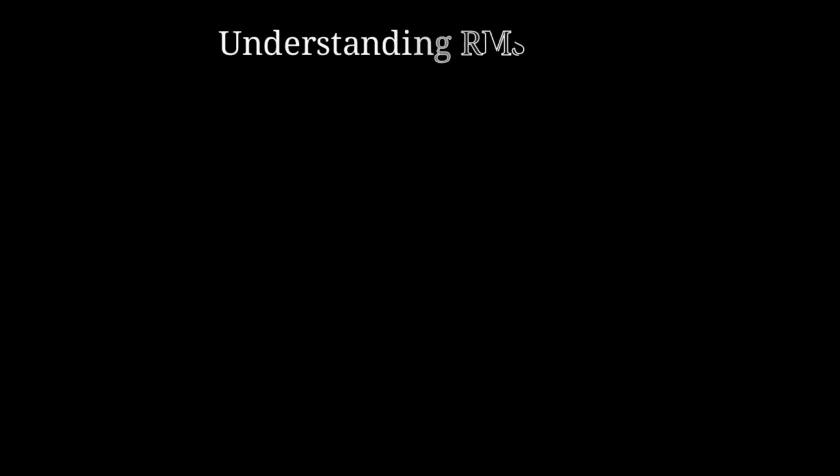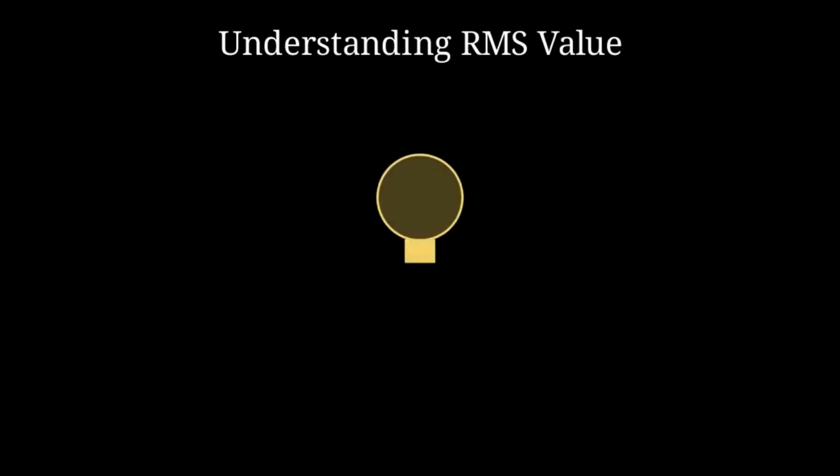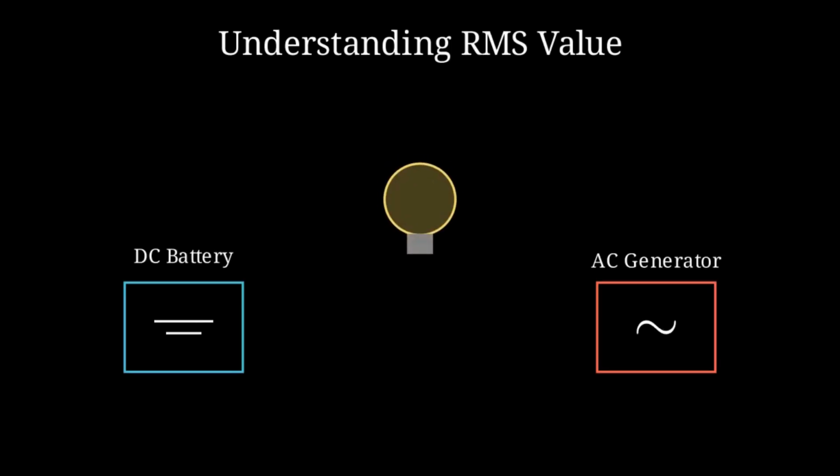Root mean square, or RMS, is the effective value of an alternating current. It represents the equivalent DC voltage that would produce the same amount of heat in a resistor. Understanding this is crucial for power calculations in modern electronics.